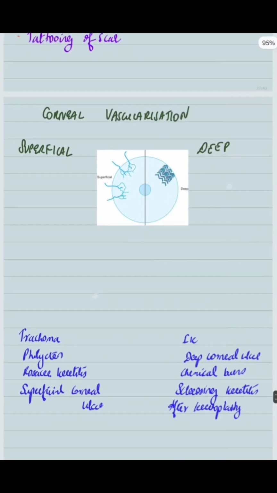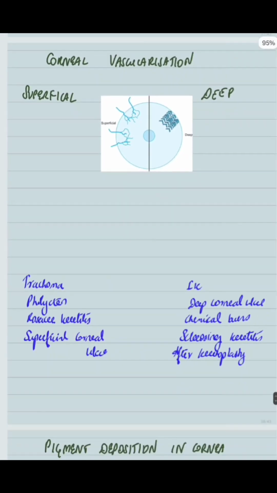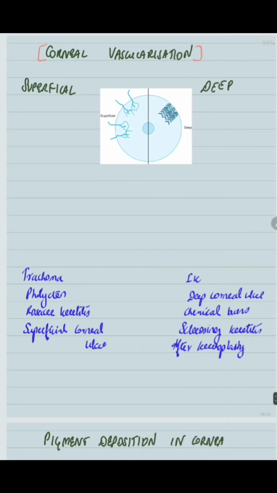Now corneal vascularization, it can be superficial vascularization or deep corneal vascularization. In superficial vascularization, the vessels are arranged in an arborizing pattern. And in deep corneal vascularization, the vessels are straight and not anastomosing.